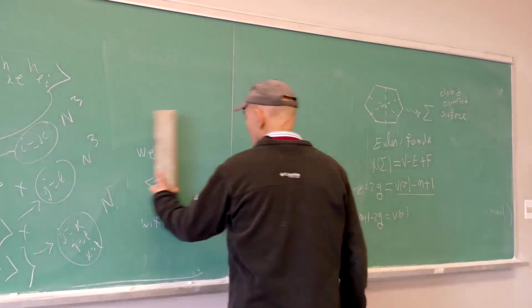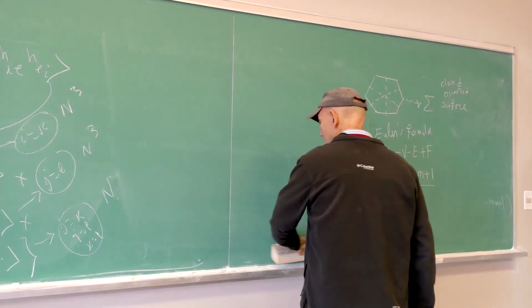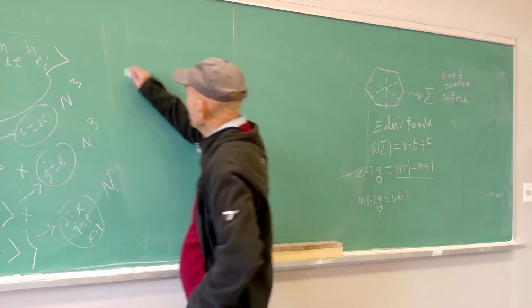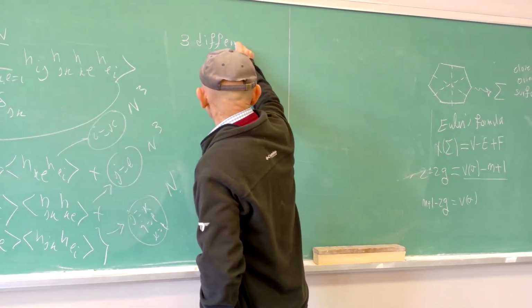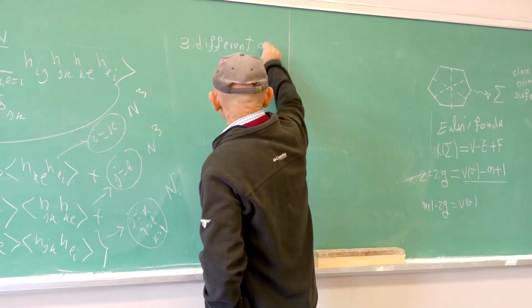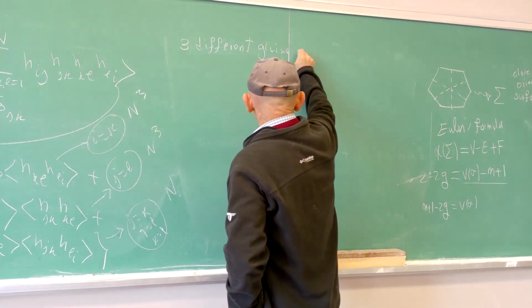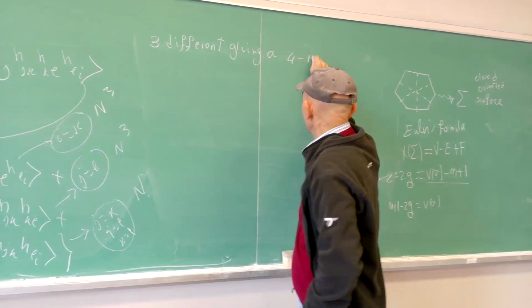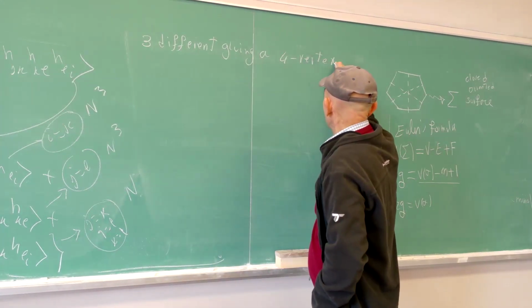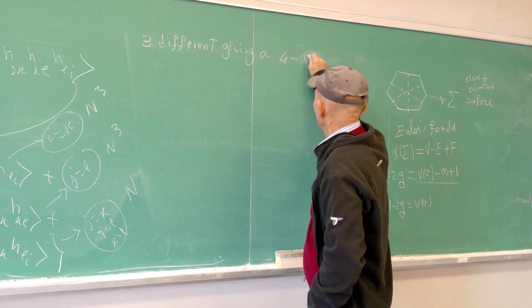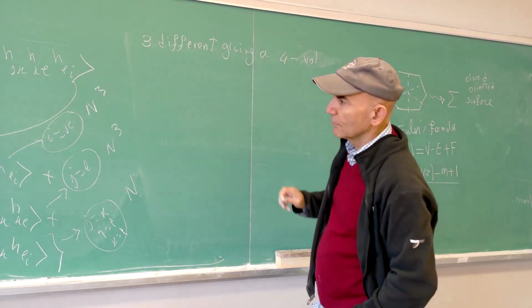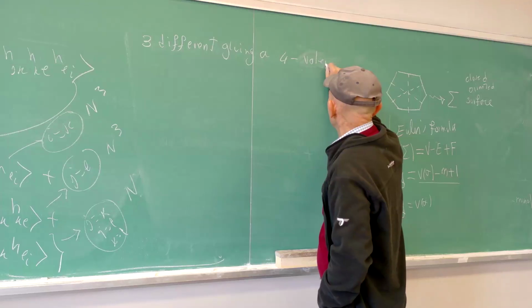I'm going to finish now. So 3 different gluings of the 4 vertex. I mean 4 valent, not 4 vertex. Did I say 4? Yeah, 4 valent.